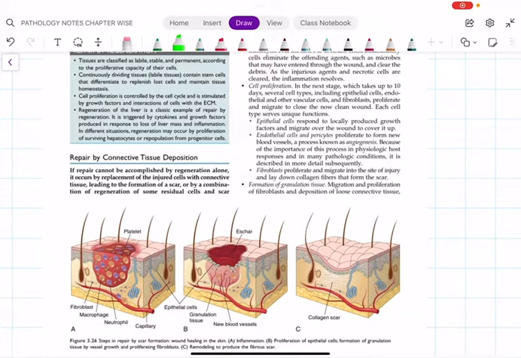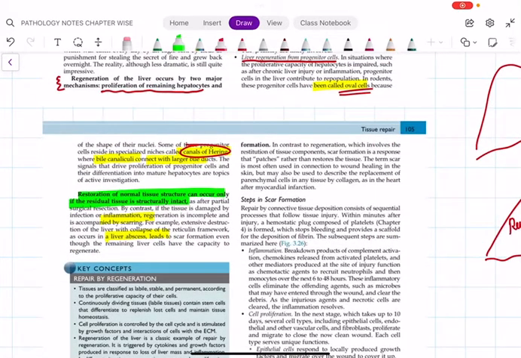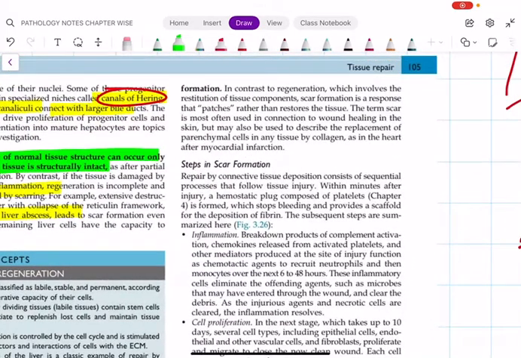Tissue repair occurs by two mechanisms. Number one, by regeneration, which we have discussed; we have discussed regeneration of the liver. Let us see the second mechanism, that is repair by connective tissue deposition. Now let us see what the steps in scar formation are. What is a scar? Remember, wherever the normal tissue parenchyma is replaced by collagen, we use the term scar.